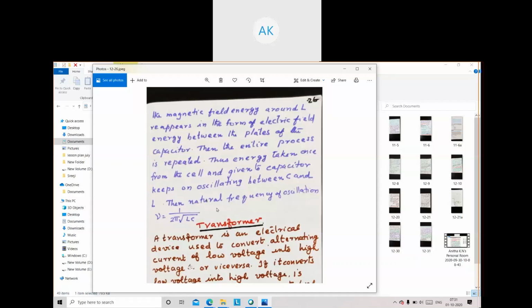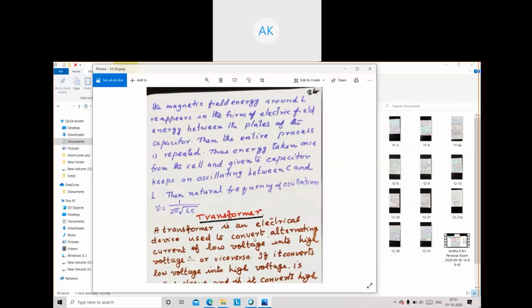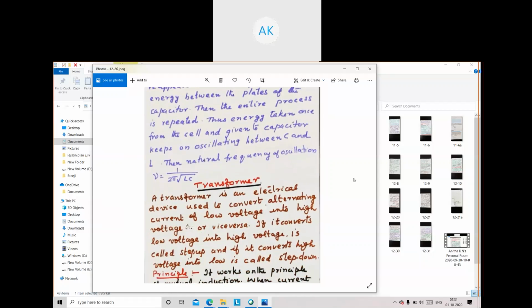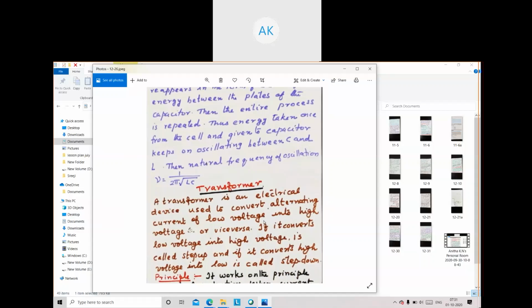So the natural frequency of oscillation, frequency equation: frequency of oscillation, nu equal to 1 by 2 pi root LC. Okay. Next is a transformer, a very important, just like AC, transformer is very important portion. What is a transformer? Let me ask.